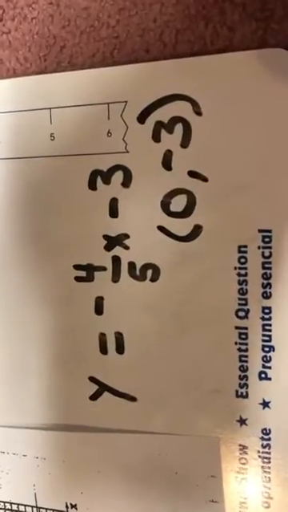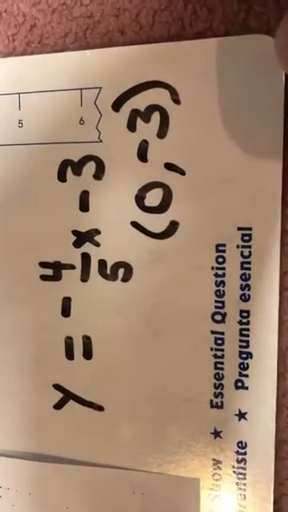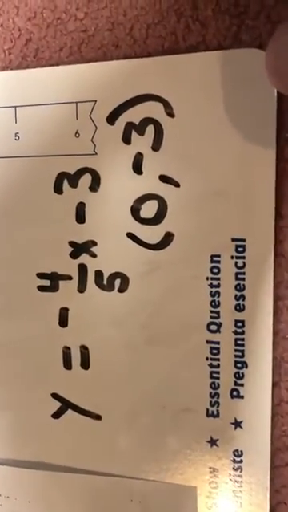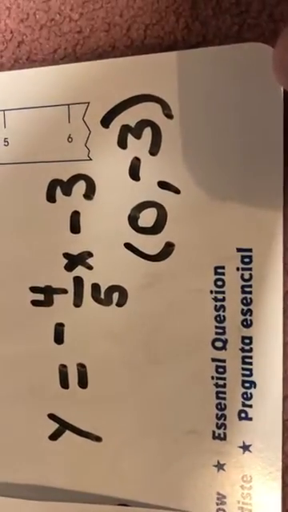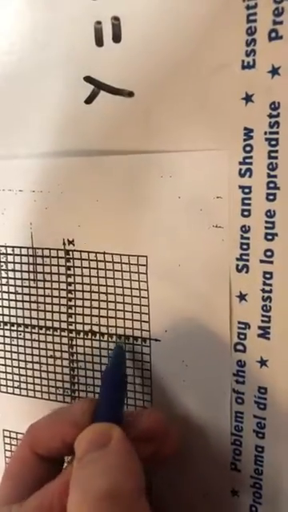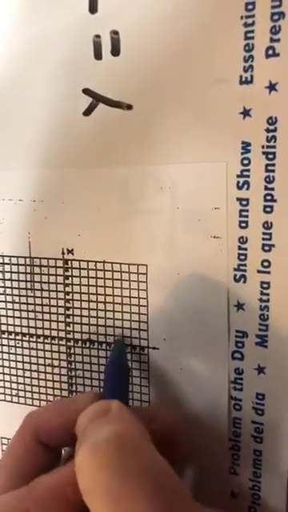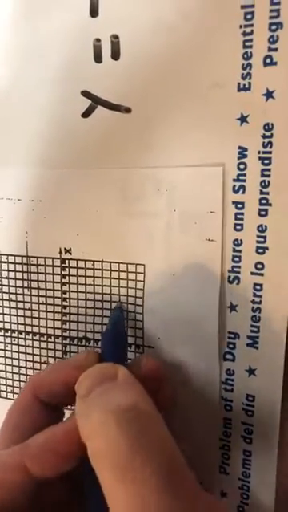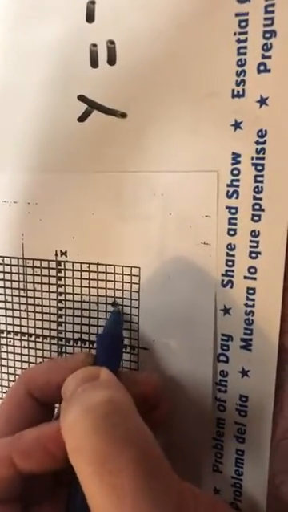So I come over here, it's -4/5x. Remember, that's rise over run, but it's going down 4. So I'm saying, okay, it's going to fall from left to right. So I go here to my graph. I'm going to go down 4, 1, 2, 3, 4. I'm going to go over 5, 1, 2, 3, 4, 5, and there I'm going to have a point.